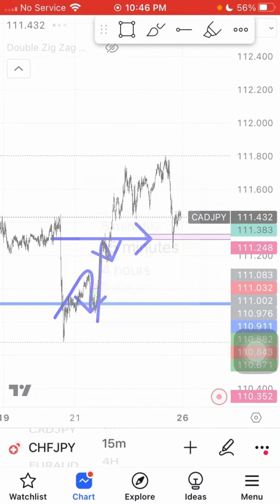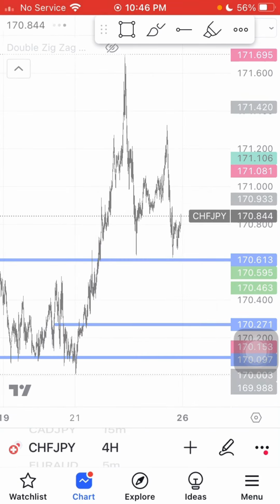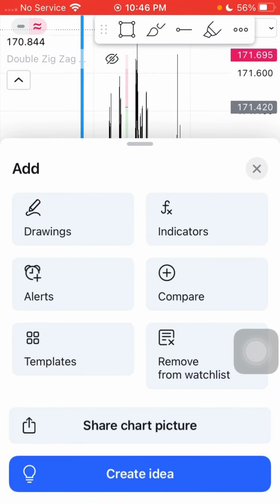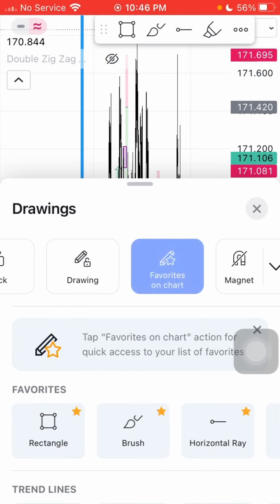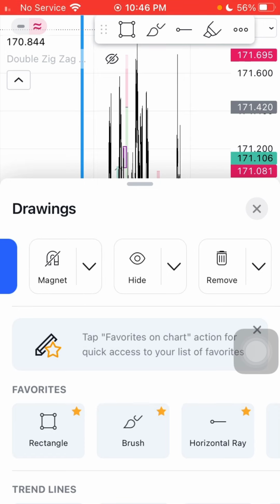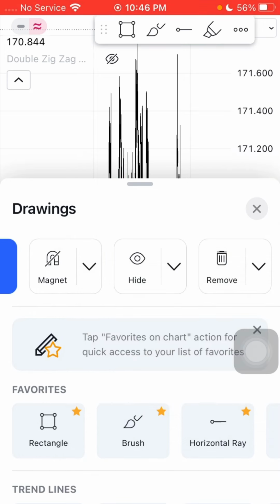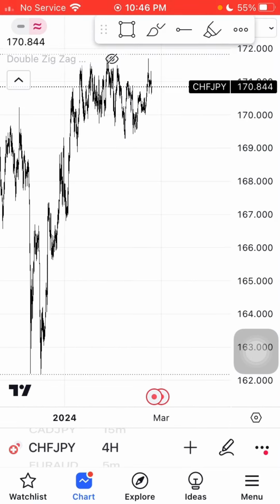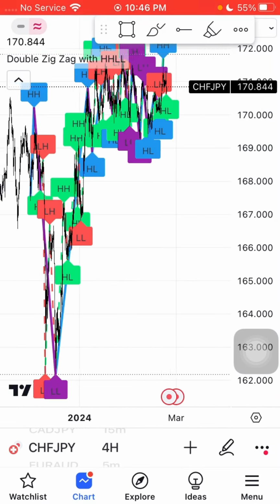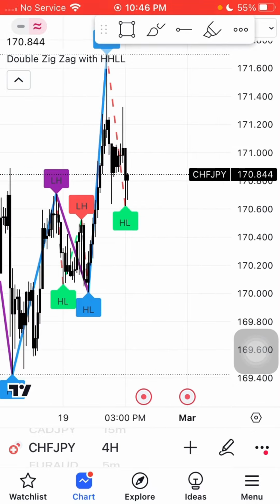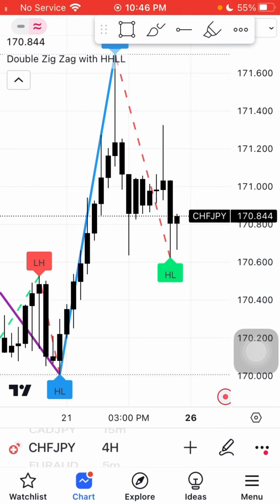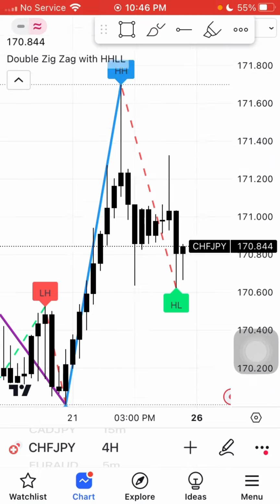So now let's go to another setup, guys. Let me take off something, guys, so you can all see. Now let's pop the indicator and see what is happening, guys. Alright, okay, here's another clean setup.